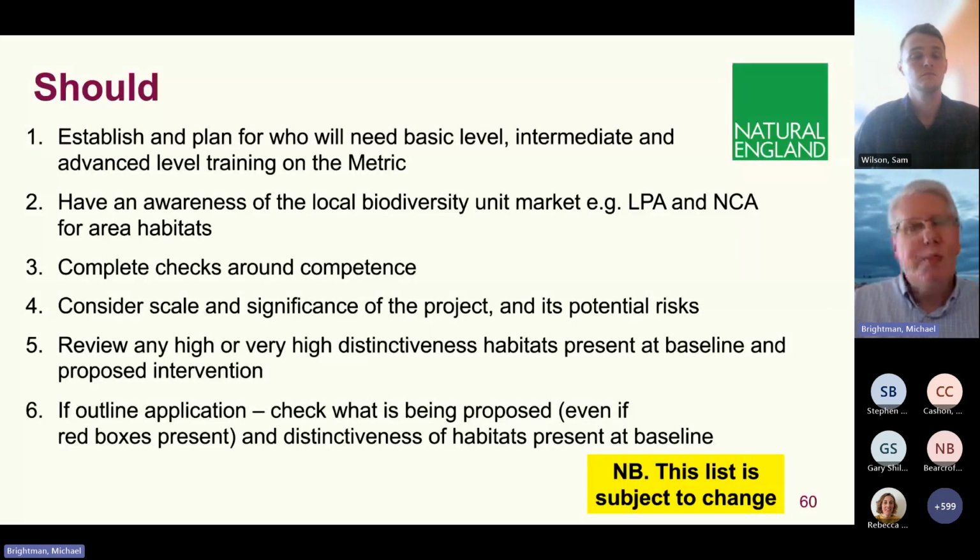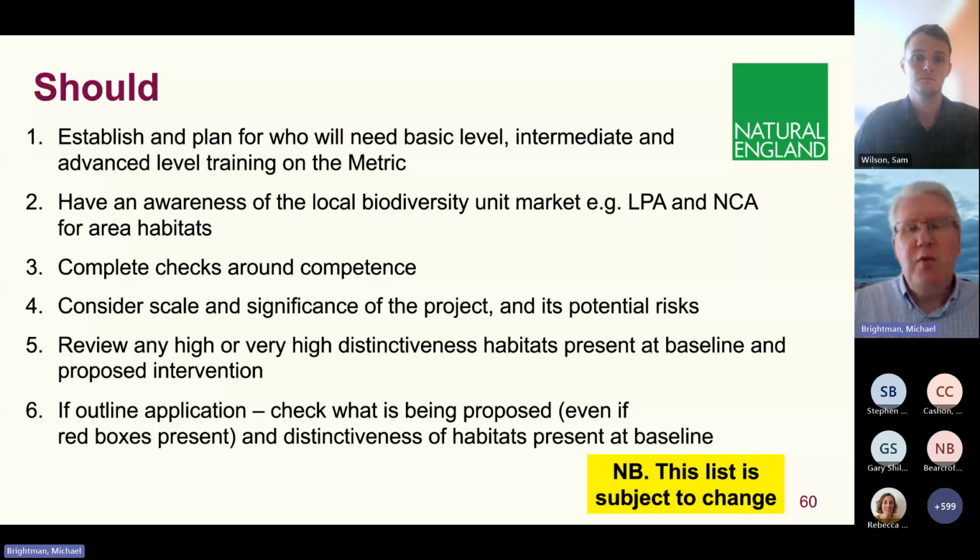In addition, the more you know about your local biodiversity unit market, the more you can direct those developers looking to purchase them to locations or habitats that are strategically significant and or contained within the local nature recovery strategy, LNRS.